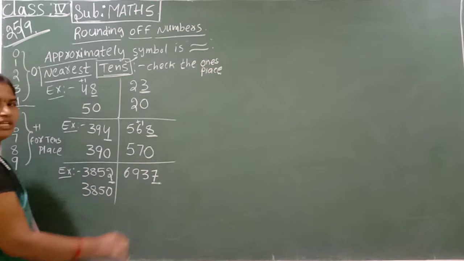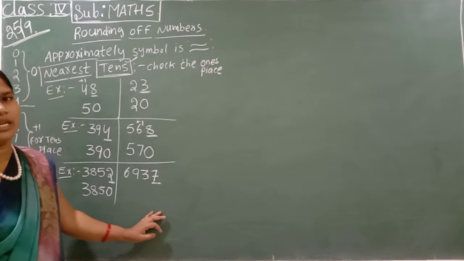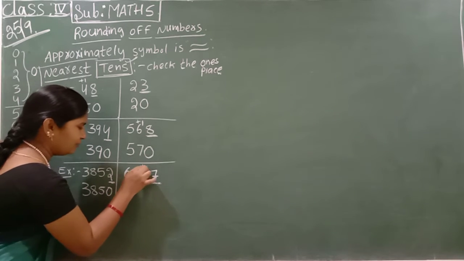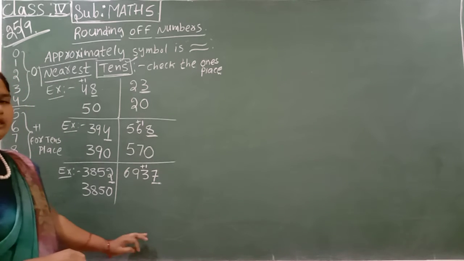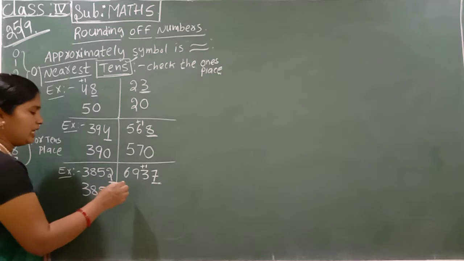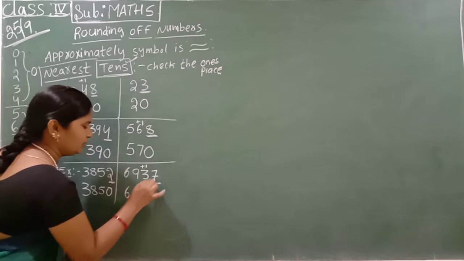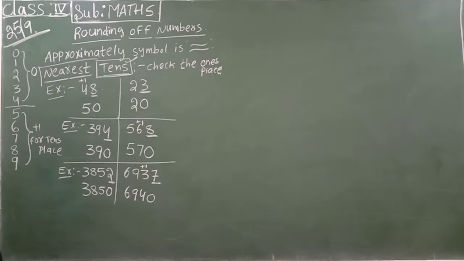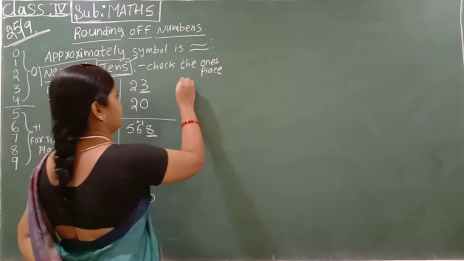Ones place is 7. Compared to 5, 7 is big number or small number? Big number. So, add 1 for the tens place. Now, 6, 9, 3 plus 1, 4. Underline what? 0. It is the answer. Okay. Add 1 for the tens place. These are the nearest tens.